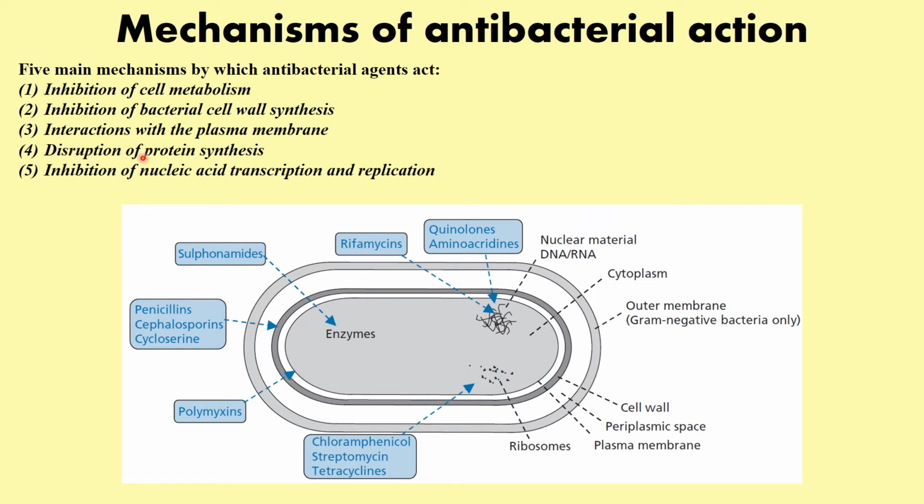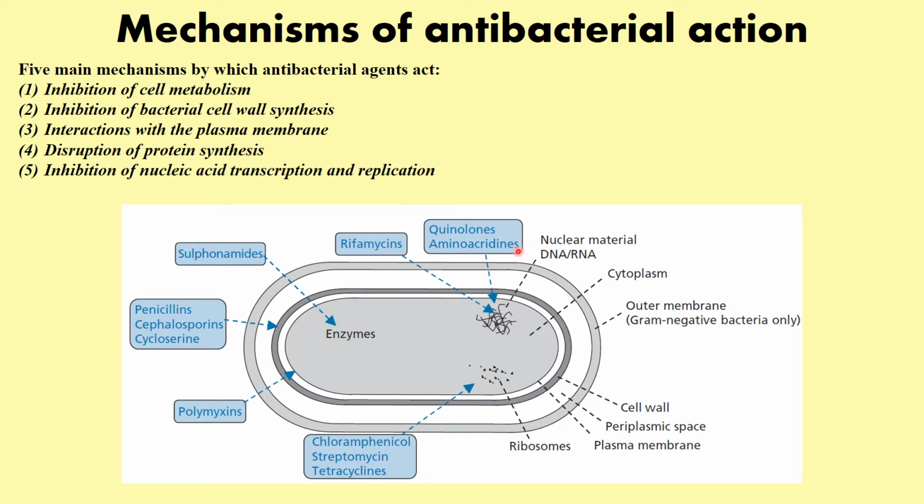And then there are drugs which inhibit protein synthesis. The drugs which act via this way are rifamycin, quinolones, and aminoacridines. We clearly know rifamycin is one of the drugs that is used to treat tuberculosis, for the patients who are suffering from tuberculosis. These drugs act upon the DNA and RNA material of the cell. And then there is inhibition of nucleic acid transcription and replication. There are other processes like that as well.